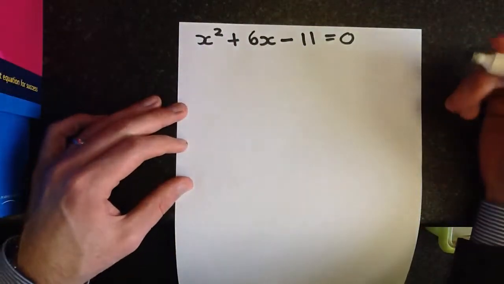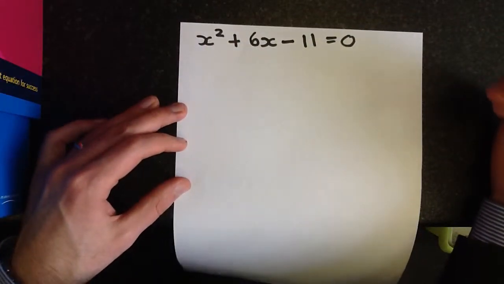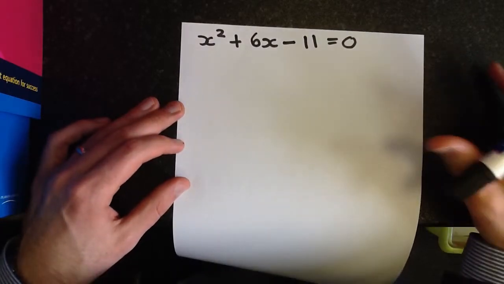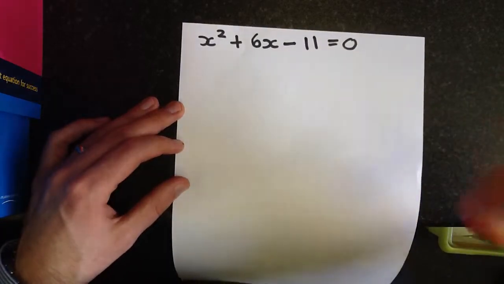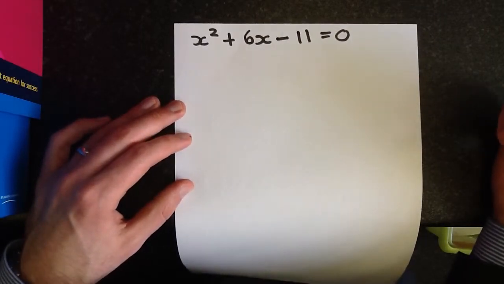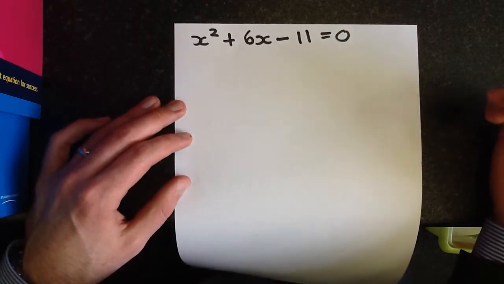This video is going to be about how you solve quadratic equations using a method called completing the square. Now, in an earlier video you'll have seen that we looked at how to solve these by factorising, and I think that's usually the easiest method to do it. So I'll try that first.